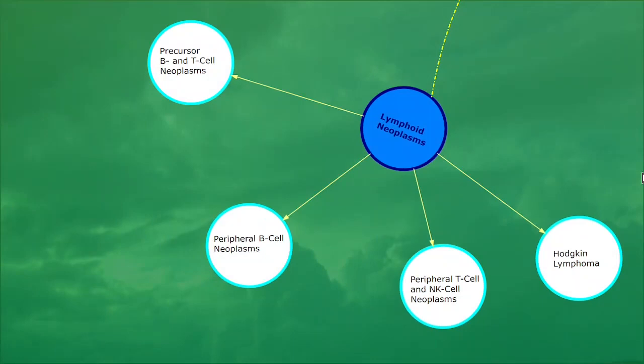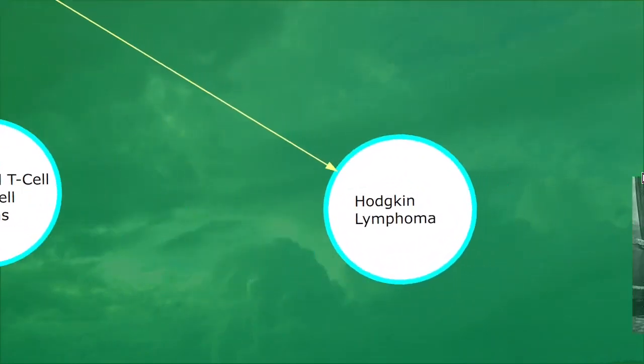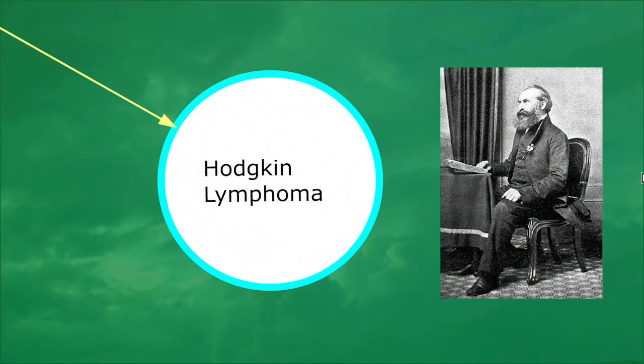I hope you guys remember where we were. We are in lymphoid neoplasms. We have seen peripheral B cell neoplasms, T and NK cell neoplasms, plasma cell neoplasms, and now it's time to go into Hodgkin lymphoma.